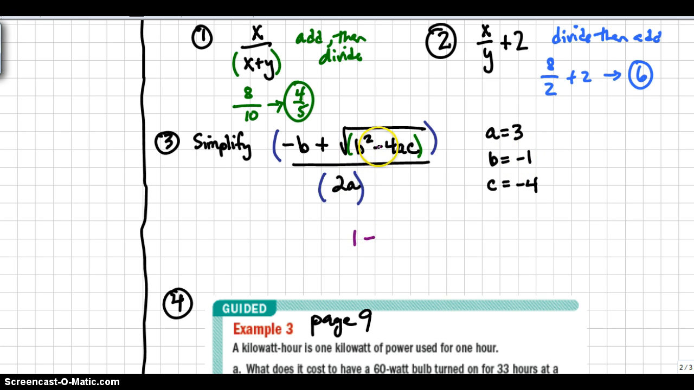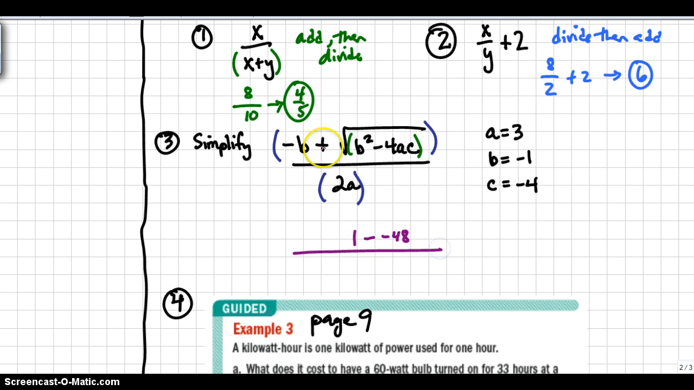I'm going to leave the subtraction there for a moment and go on to my multiplication. The multiplication here is not the distributive property, it's simply 4 times A times C. Not 4 times A and then 4 times C, just 4 times A and then the answer times C. 4 times 3 is 12, 12 times -4 is -48.